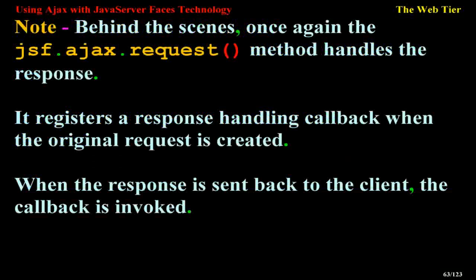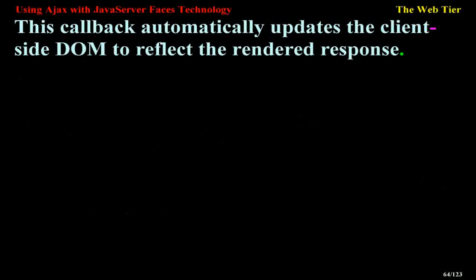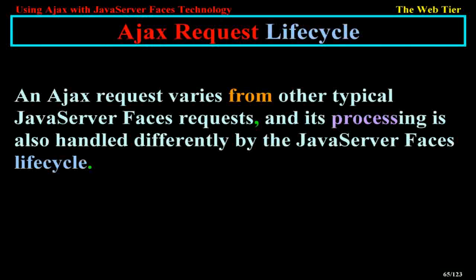It registers a response handling callback when the original request is created. When the response is sent back to the client, the callback is invoked. This callback automatically updates the client-side DOM to reflect the rendered response. Ajax request lifecycle. An Ajax request varies from other typical JavaServer Faces requests, and its processing is also handled differently by the JavaServer Faces lifecycle.